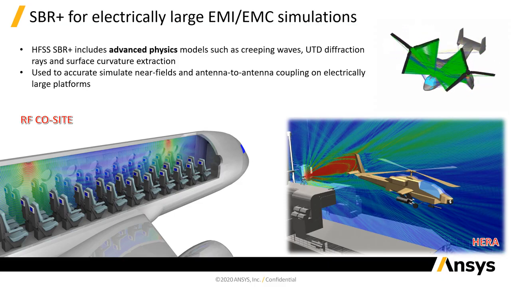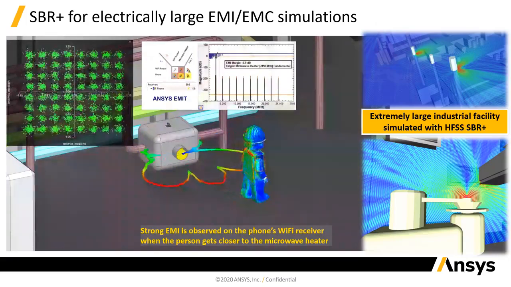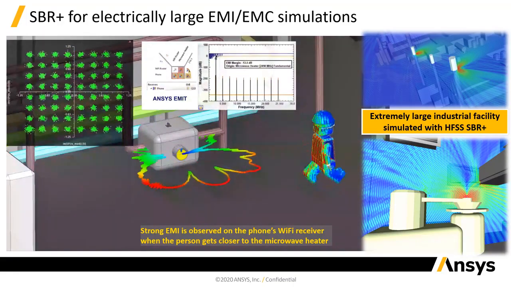Here in this particular case, we have on the top right side how the shooting bouncing ray works. So we have antennas, and we shoot rays from those antennas, and every time that a ray hits a surface, we calculate the currents, and the ray bounces again to another surface where we again calculate the currents. So using this technology, we can simulate RF co-site examples for all the antennas in an airplane. Here again, we're leveraging shooting bouncing ray plus technology to simulate this entire environment.